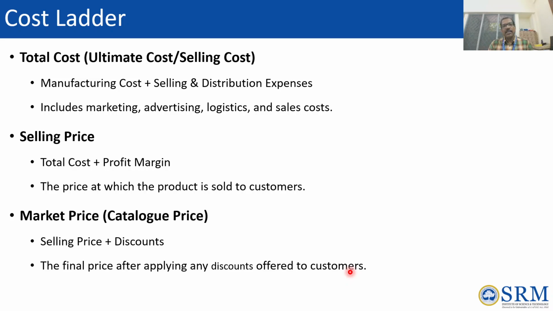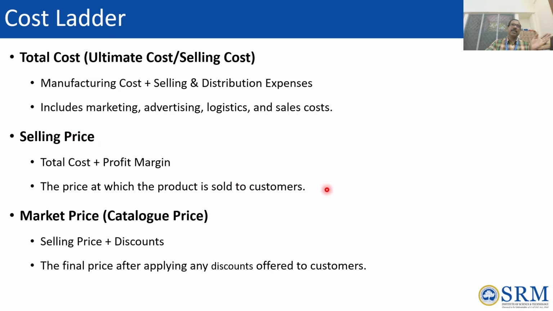Then, adding the selling and distribution expenses to the manufacturing cost, we get the total cost. What all comes under selling and distribution expenses? Marketing, advertisement, logistics, sales cost, salesperson's cost, all come under selling and distribution expenses. Then, in order to fix the selling price, we should add a profit margin. The price at which the product is sold to the customer is the selling price.